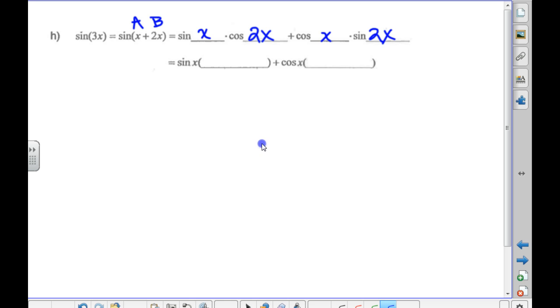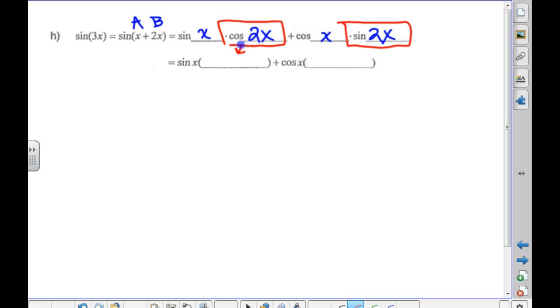Now we're going to look up here and trade these out. Wait, isn't this supposed to be cosine 2x? This one is a cosine 2x. No, the second one. Why is it sine 2x? I thought, because the sine sum formula says sine cosine, cosine sine. Got you. Okay.